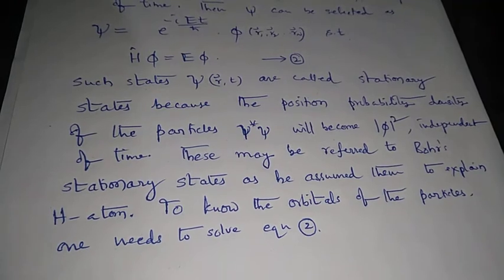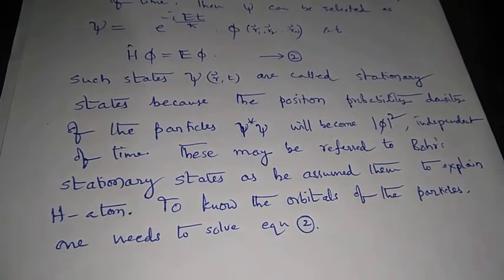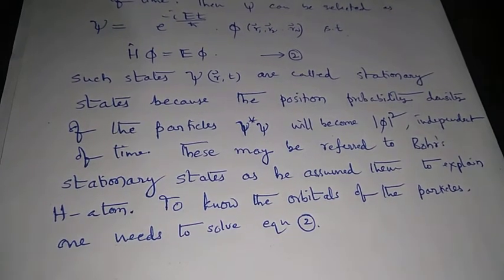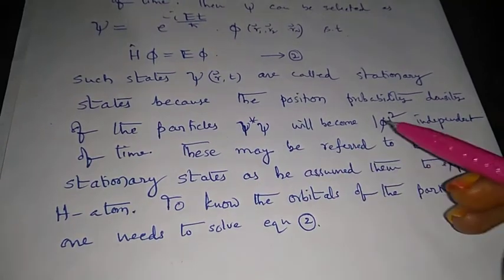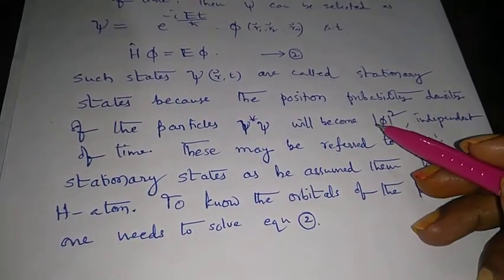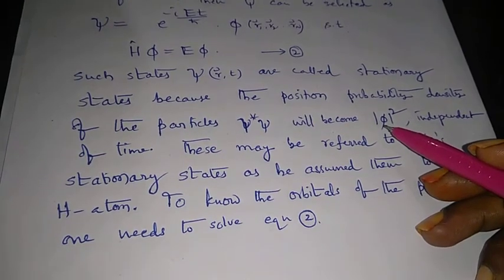And such states are called stationary because the position probability density of the particles, which is psi star psi, becomes independent of time. Of course, it is actually modulus phi square.